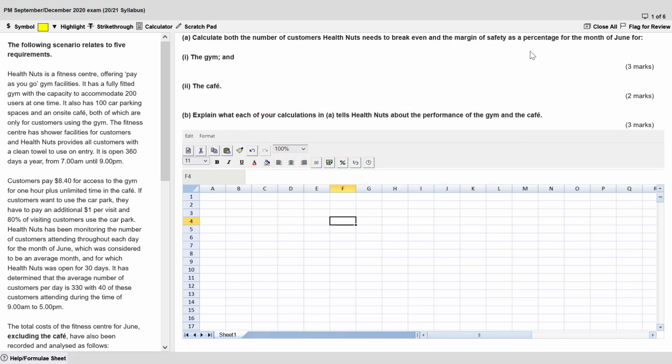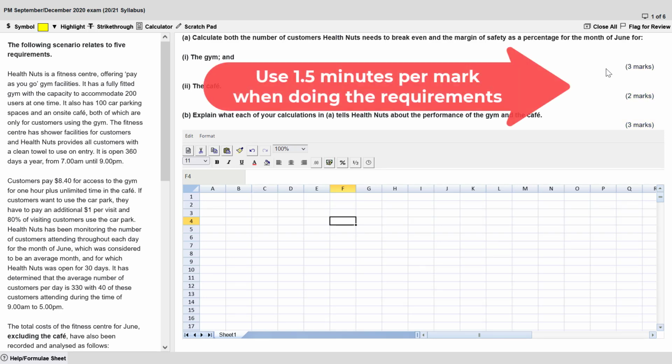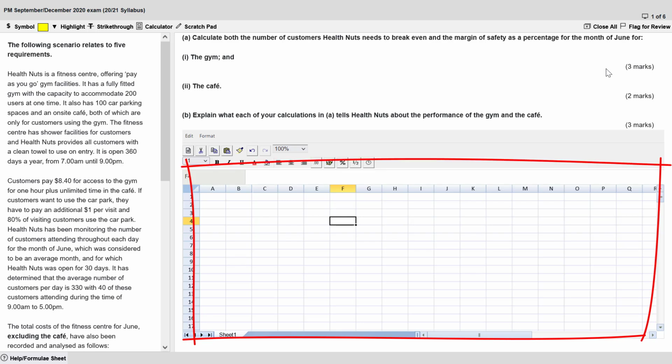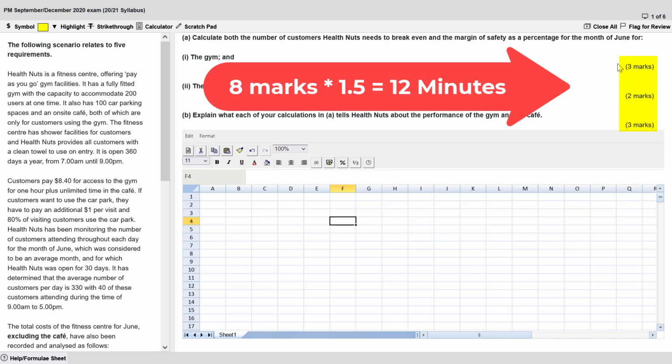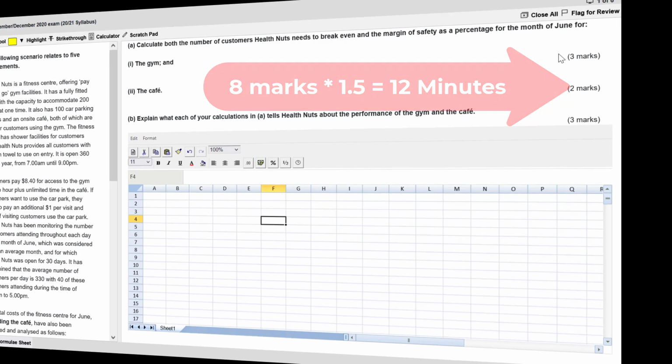Now, when I'm in the question tackling the individual requirements, that's the 3, the 2, and the 3 over here on the right, I will use 1.5 minutes per mark, not 1.7, to give myself time for reading and planning. And because we've got a spreadsheet here, we can work the two numerical parts together. I'm just going to add those marks up, and I see 8 marks. I'll give myself 1.5 times 8, or 12 minutes in total to do this part A and part B.